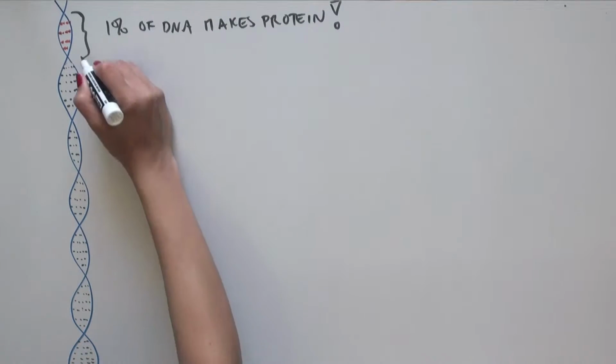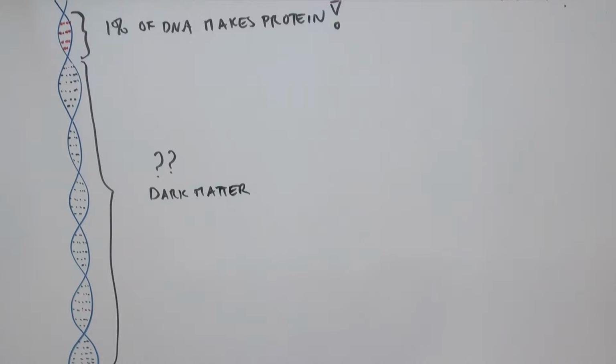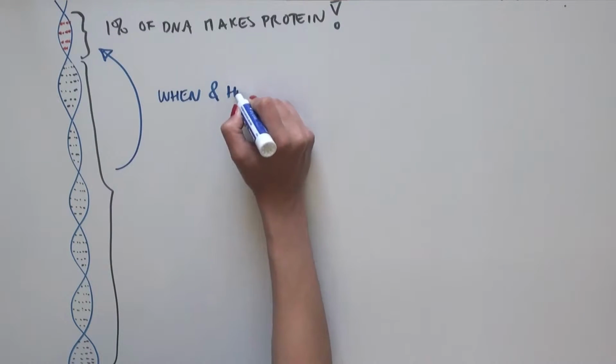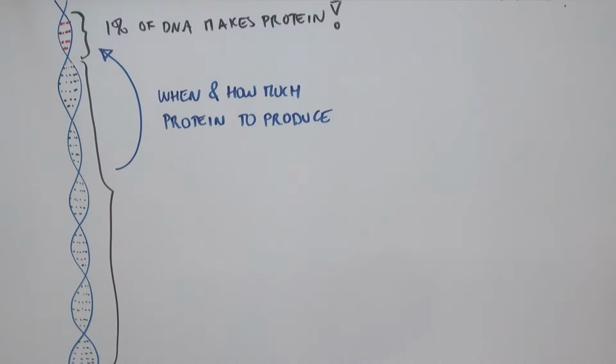So what does the other 99% of the DNA in our cells do? This dark matter, as people used to call it. Is it just junk DNA? Well, it turns out that 99% of our DNA is not useless. It controls when and how much proteins are made by the 1% of the DNA that makes proteins.